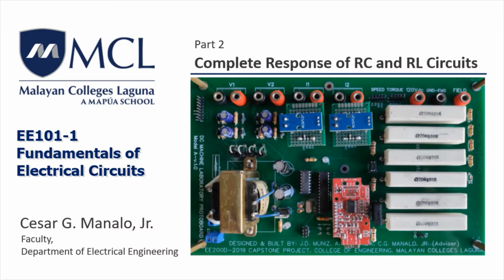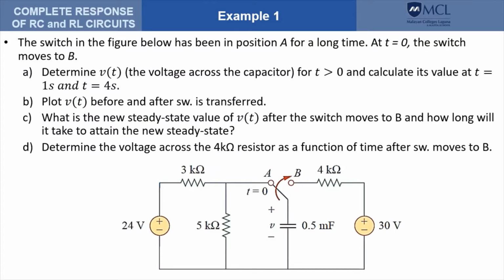Took some examples on how to find the complete response of RC and RL circuits. In this example, we have a switch that can select between points A and B. The problem states that the switch has been in position A for a long time, and therefore we can say that the circuit is in a steady state. And then at time t equals 0, that switch transfers to position B.